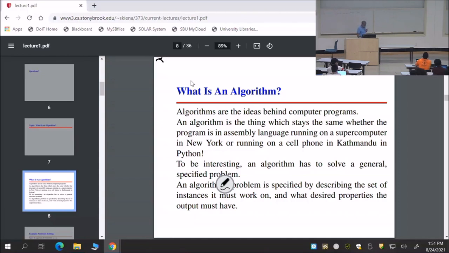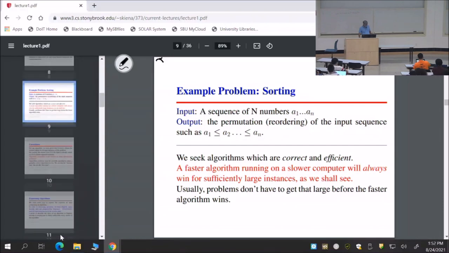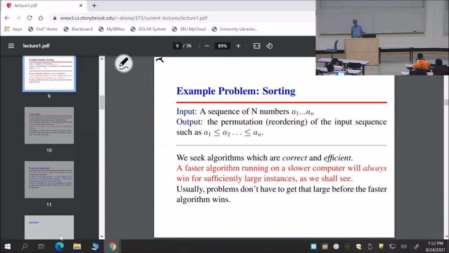The algorithm that I'm talking about in here is a problem where you specify what the possible inputs are, you specify what properties the output must have, and the algorithm is a procedure to map input to output. What do I mean by that? Let's consider the algorithmic problem of sorting. In this class, you're generally going to be given algorithmic problems, and you're going to be asked to find an algorithm for it that's correct and efficient.